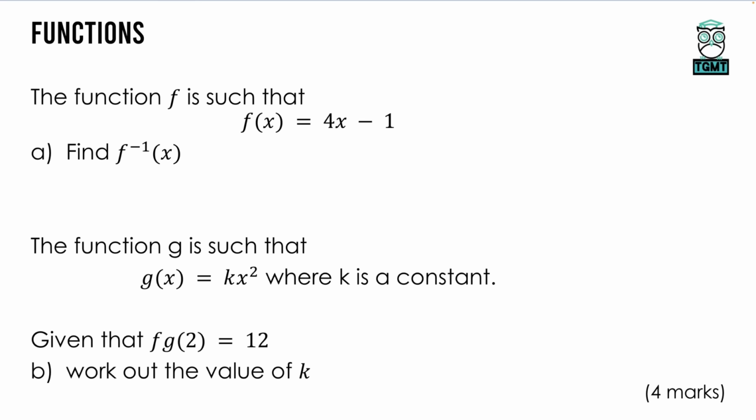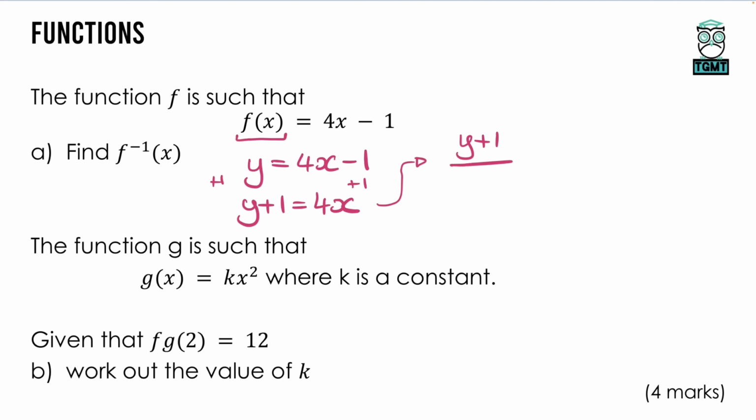And looking at some more functions, this one here, we've got the function of f is 4x minus 1, and it wants us to find the inverse function of f. Now when I'm finding the inverse, I swap this f of x for y equals and then I just need to make x the subject. So to make x the subject here, we would add 1 to both sides, which gives me y plus 1 is equal to 4x, and then I just need to divide by 4. So if I divide by 4, we get y plus 1 divided by 4 is equal to x.